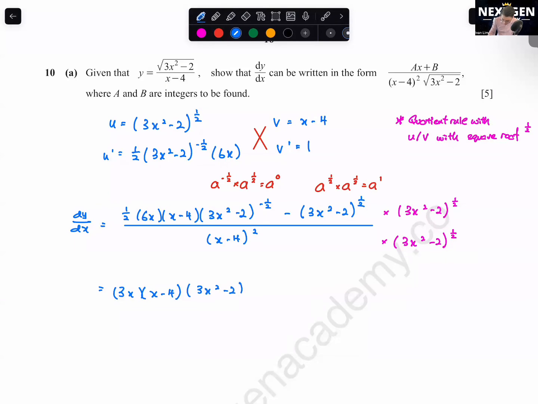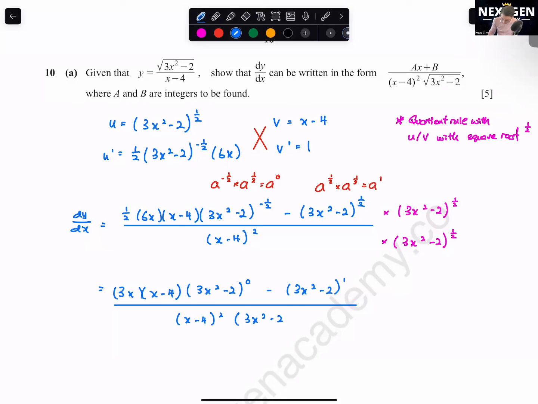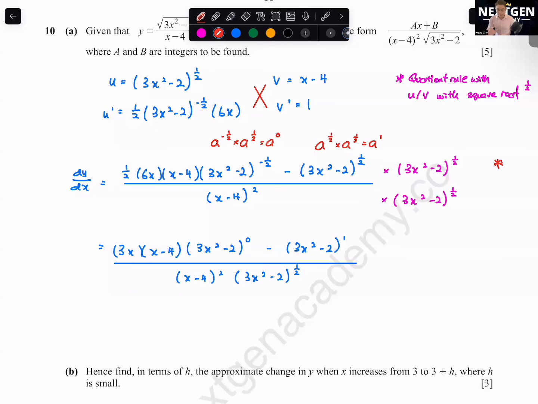So 3x squared minus 2, this one will become power 0. This one will become 3x squared minus 2 to the power of 1. Over, okay, then the bottom here will be x minus 4 squared. This one will be 3x squared minus 2 power 1/2. Okay, I want you all to remember this step. Otherwise, your equation will be very, very long. This is the easiest way that I found how to do already. But you need to remember the nature of the equation first.